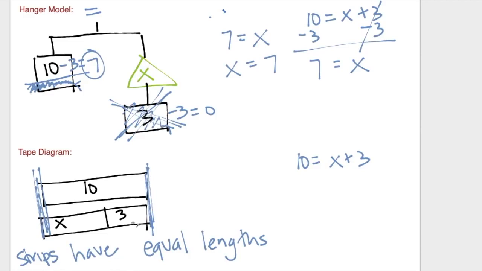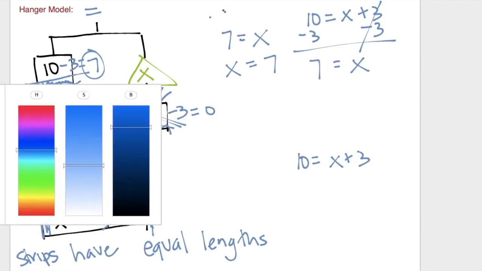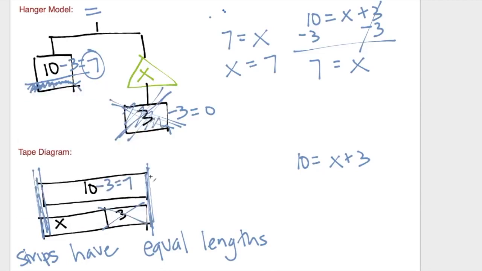So same thing here. I want to get x by itself. X is attached to this 3, so I could get rid of this 3 here. If I do that, I also have to subtract 3 on this side to get 7. Because if I were to now change the length from here to now here, it's going to be shorter for both sides because I always want to maintain that the top strip is the same length as the bottom strip.